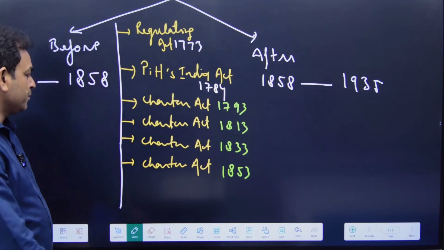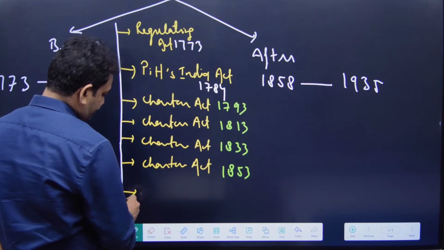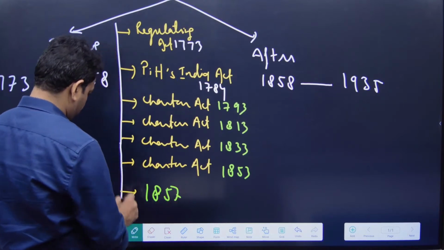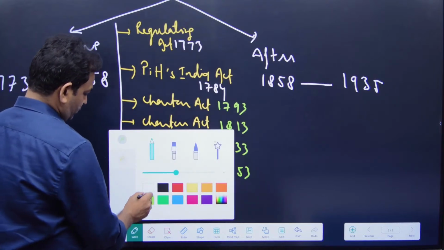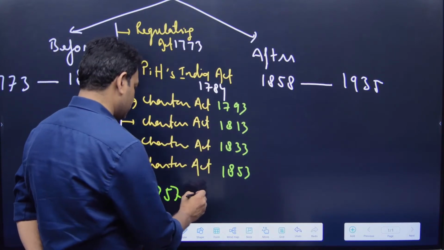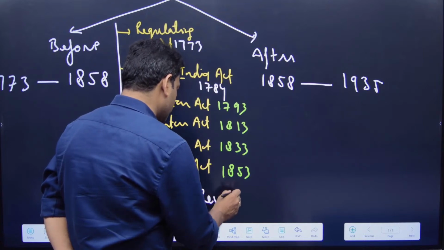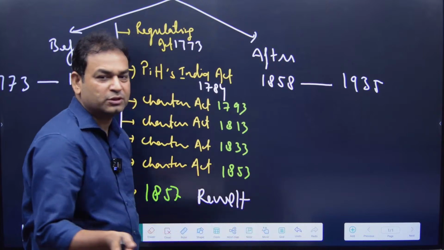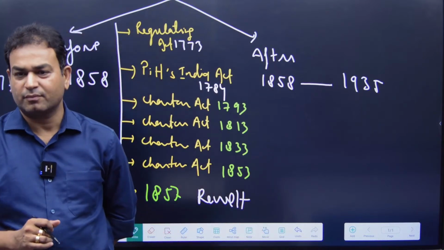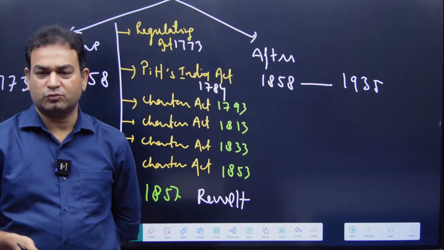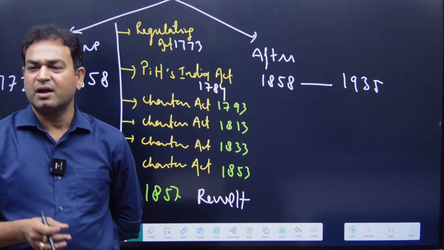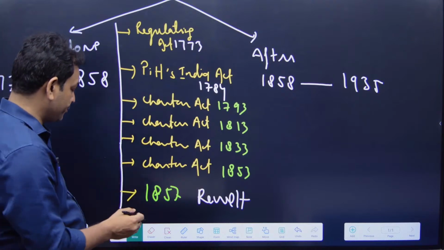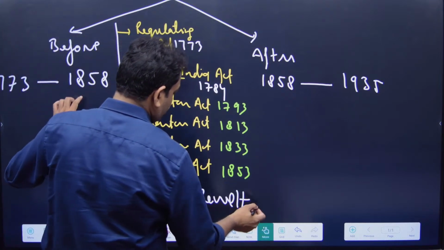But in the 1857 revolt, this charter was ended before the completion of its term, and a new act was passed, the Act for Good Government in India.